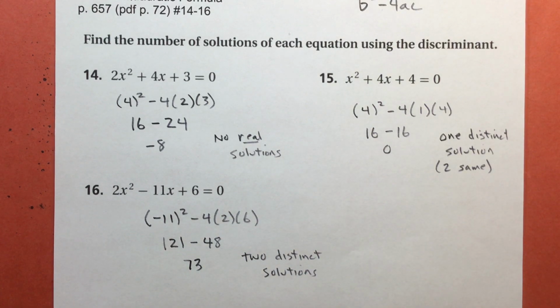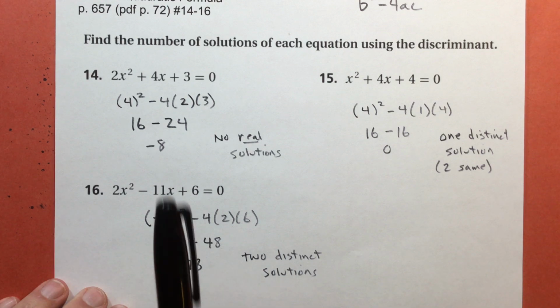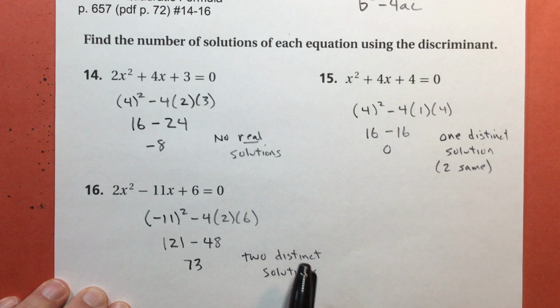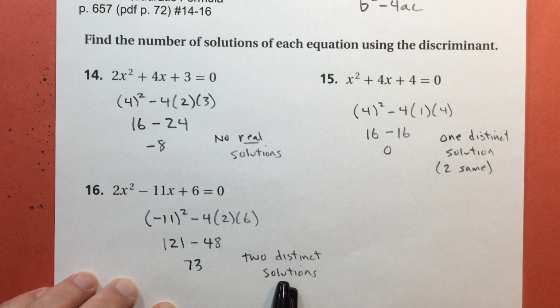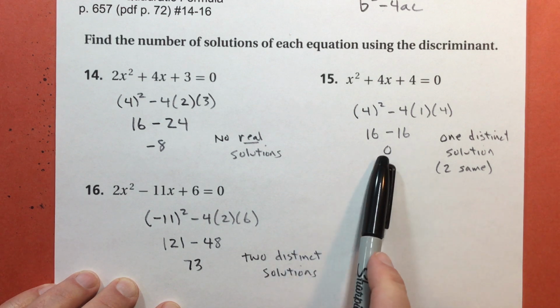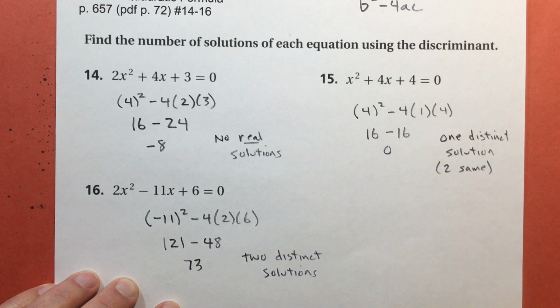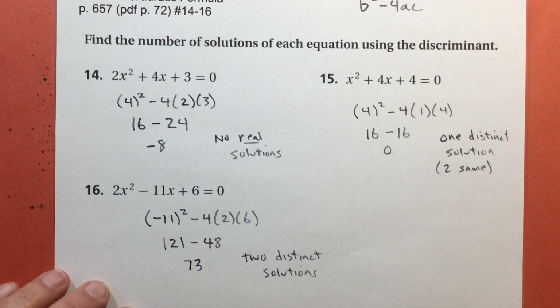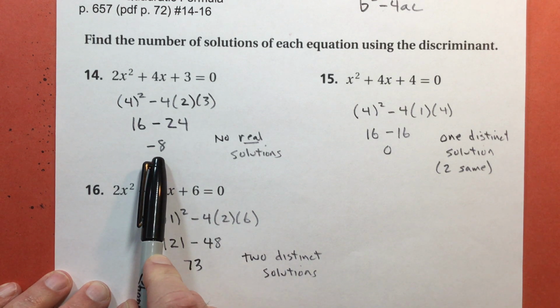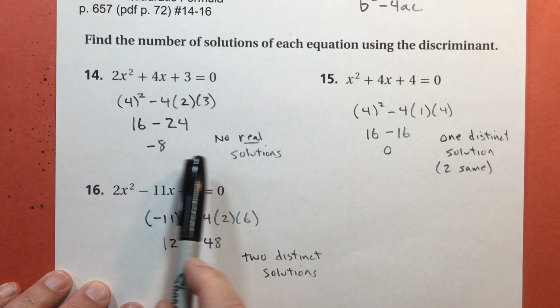So one more time. If the discriminant is positive, you get two different solutions. If the discriminant is 0, you only get one solution, which means you get the same thing twice. And the reason why is because the plus or minus tells me the two solutions that I get, and positive 0 and negative 0 are the same. And finally, I can't take the square root of a negative number yet, so that's why we say no real solutions.